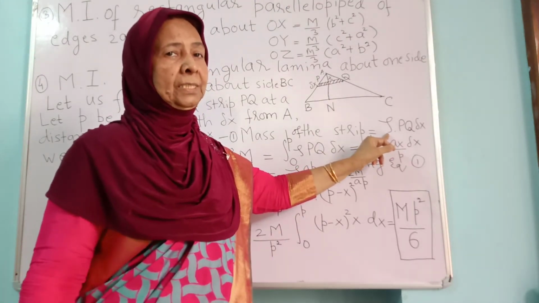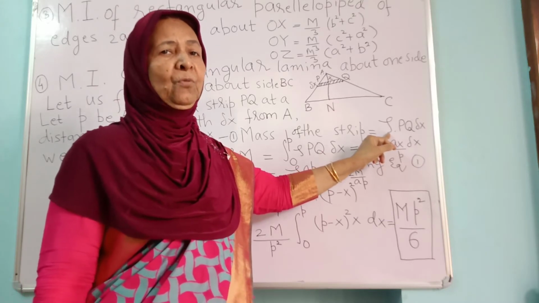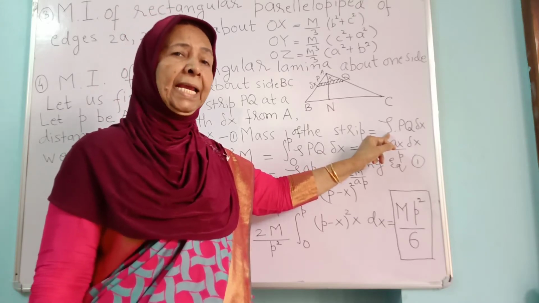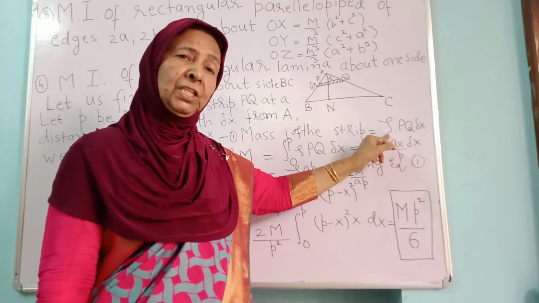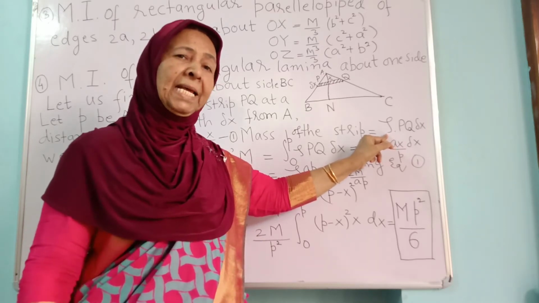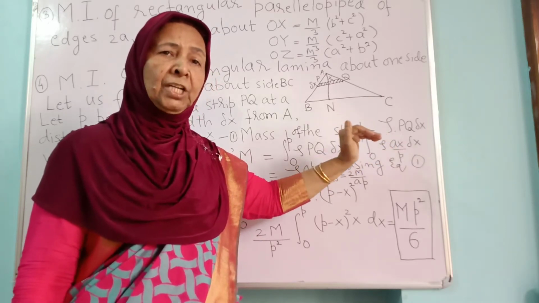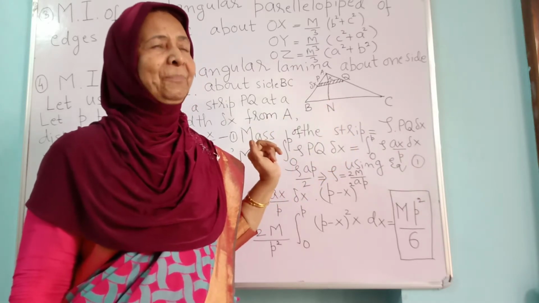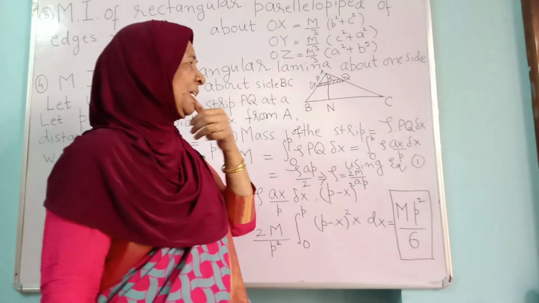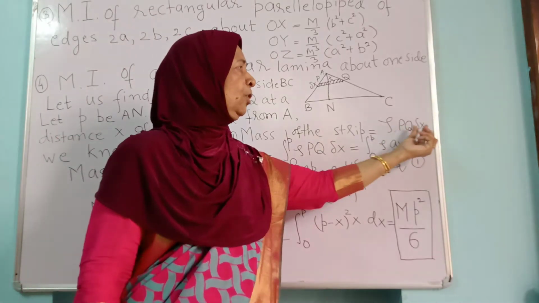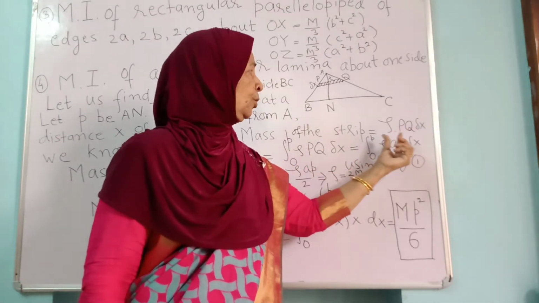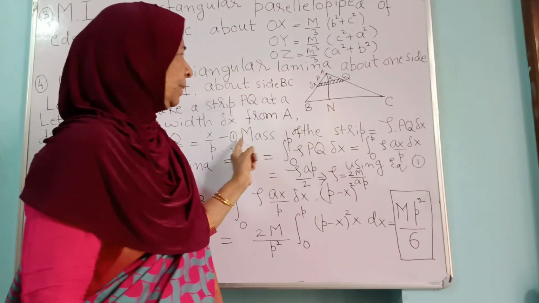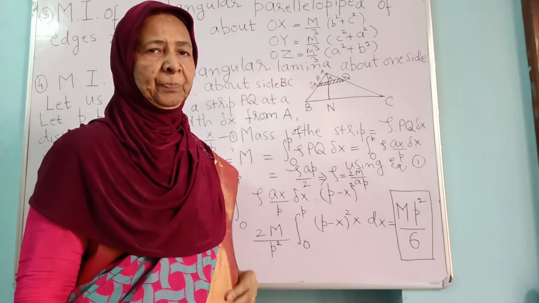You know, this is in 2 dimensions. So we have to consider the area. In one dimension, we have to consider simply the length. In 3 dimensions, we have to consider the volume. Okay. So here the area will be length into breadth, into density. That will be the mass of the strip.